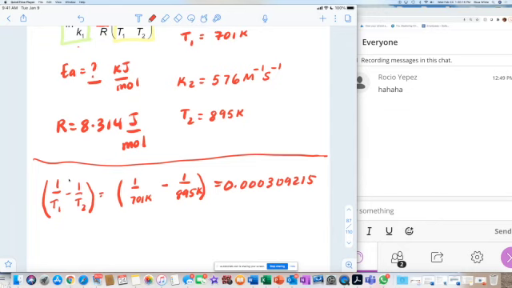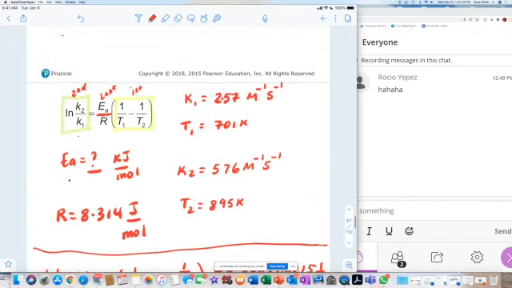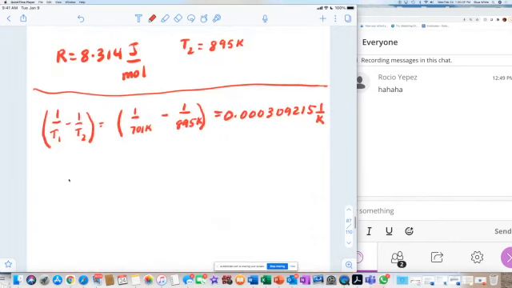So these are all Kelvin, so this looks like it's going to be Kelvin to the power -1, right? Or 1 over Kelvin. Yeah, that works. 1 over Kelvin, because the Kelvin unit is on the bottom, right? So this part is done. Next part is this part right here, number 2. Number 2 is finding ln of k2 over k1.